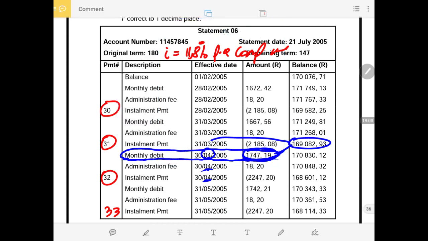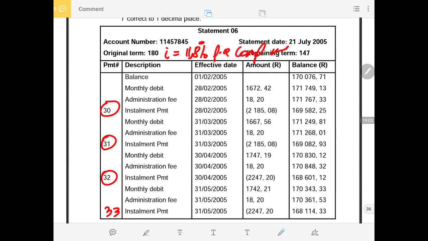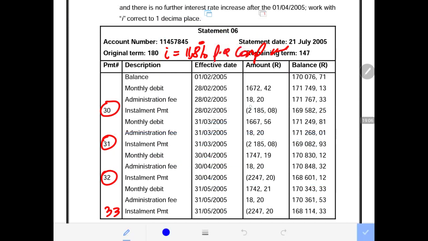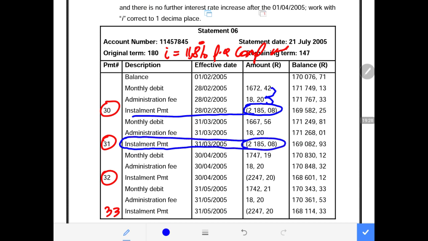Now let us look at this also intensively. We could see that our premiums, meaning our monthly premiums that we are paying every month, which include the administration fee and the interest, were 2,185 in the month of February. Again, our monthly payment, which is our premium, was the same in the following month. But after there was an increase in the interest in the fourth month, our PMT increased to 2,247.20 for both of the months, obviously assuming all other things remain constant.